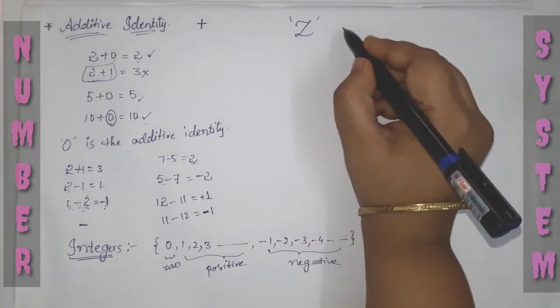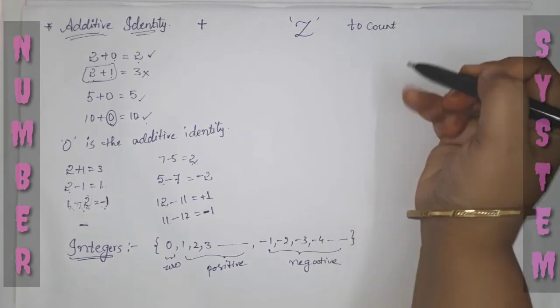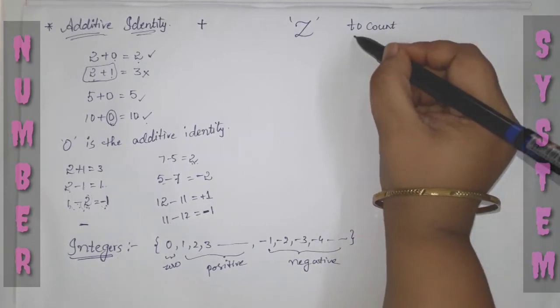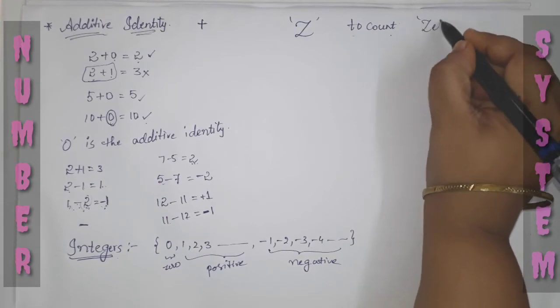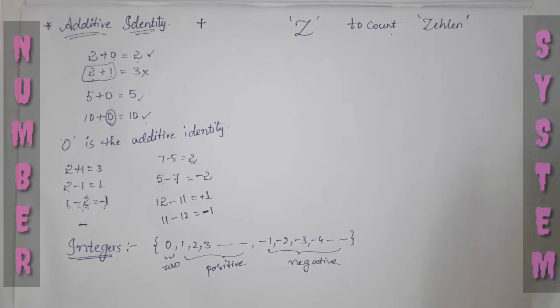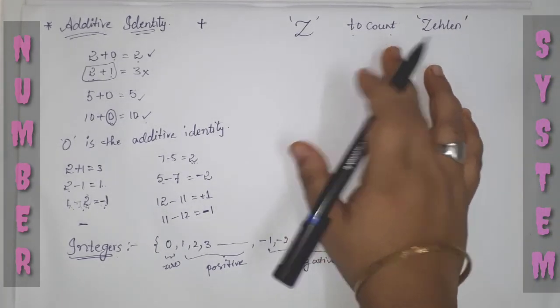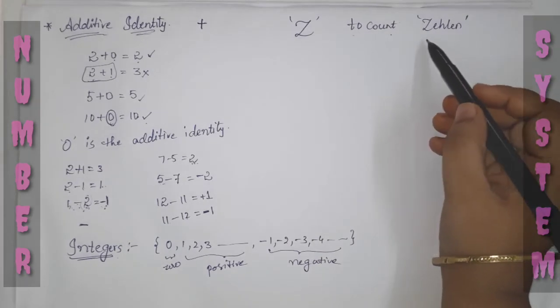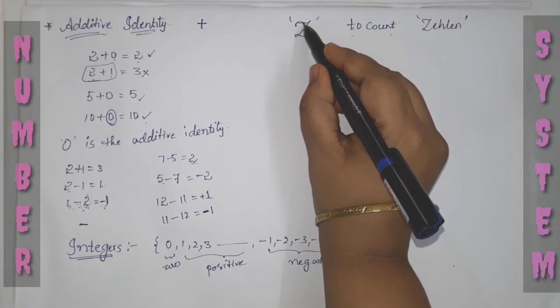Why? Because of the German word for count. Why are we taking these numbers? For counting purposes only. In German, to count is called Zählen. So for counting purposes we took it. The German mathematician found this one, and on behalf of that they kept Z.